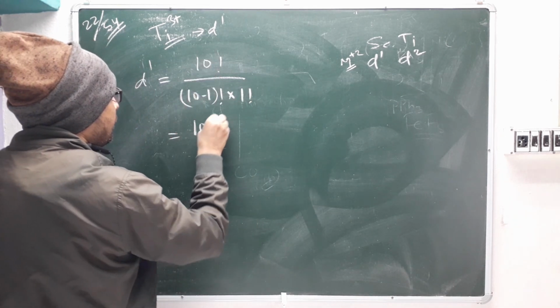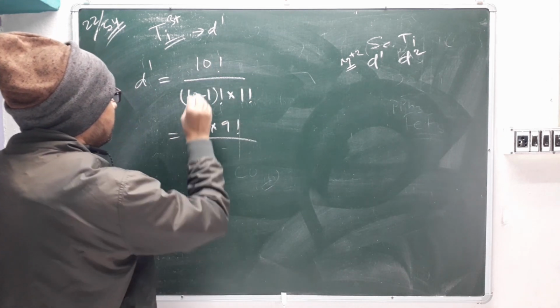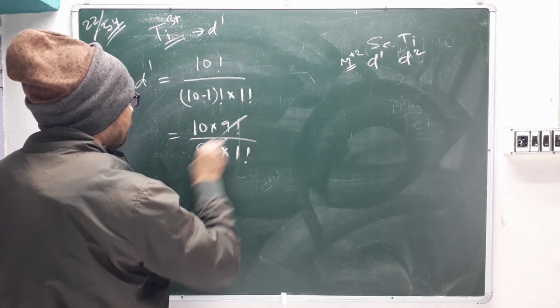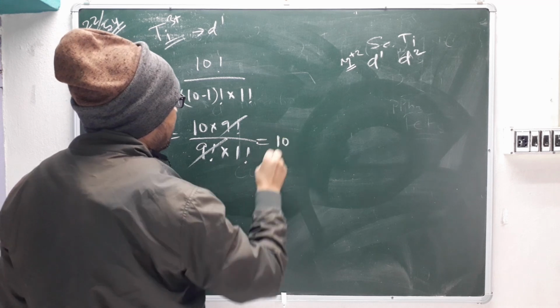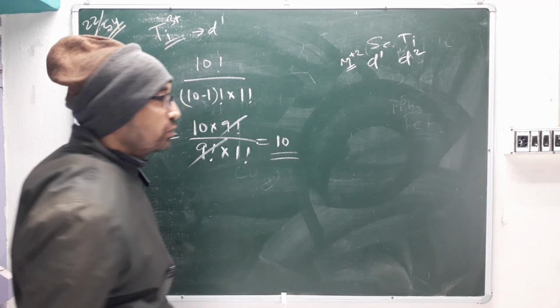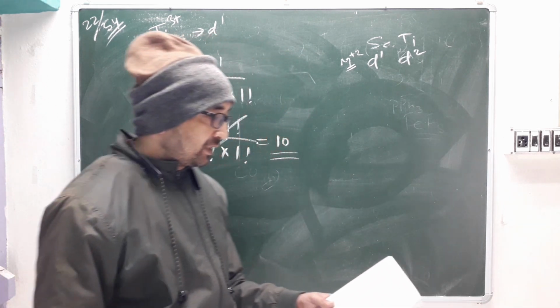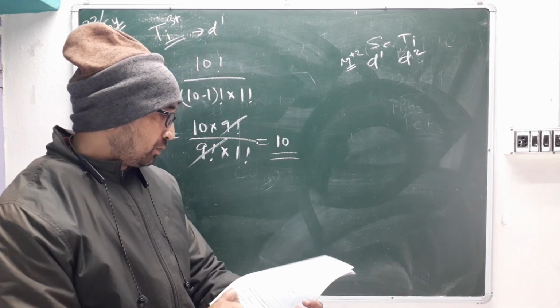Okay, 10 into 9 factorial divided by (10 minus 1) factorial into 1 factorial. 9 factorial will get cancelled, so it will be 10. So the number of microstates is 10. So just fill it up, 10, your answer is done, right? So from this year there are no more questions.